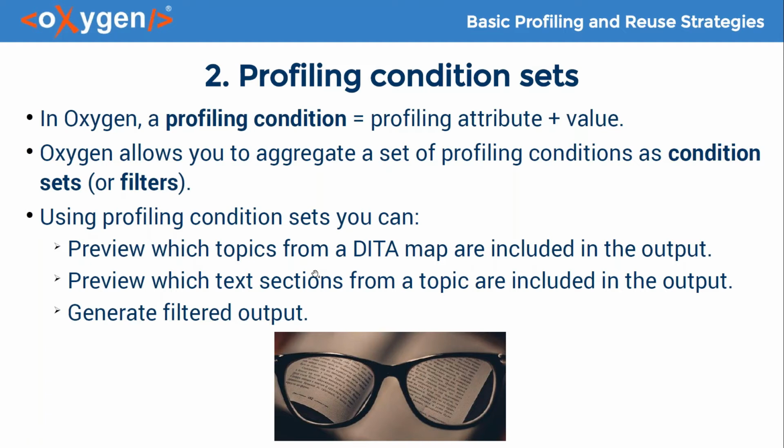And Oxygen allows you to aggregate this kind of profiling conditions as condition sets or filters. Using these filters, you can preview which topics from a data map will be published, or which text sections from a topic will be included in the output. Or we can also use the condition sets when actually performing the publishing, when we generate the filtered output.